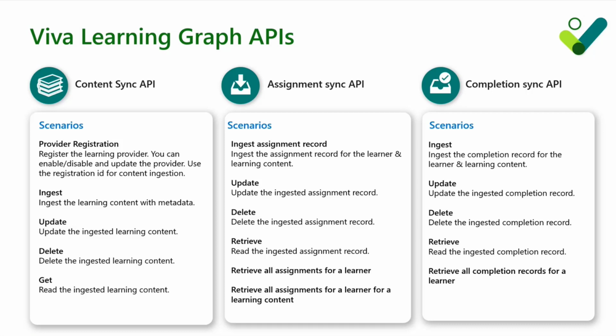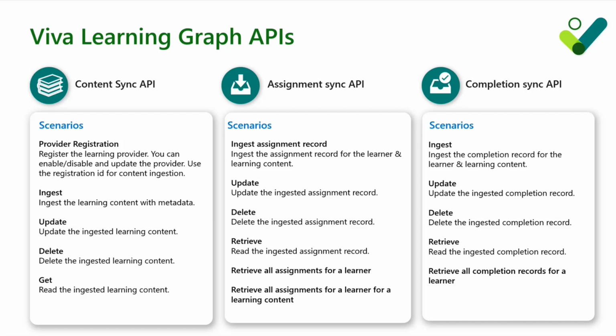Moving on to the assignment sync APIs. These APIs help sync in the learner's assignments within Viva Learning. The scenarios supported are, you can ingest the learner assignment record. The record would be for the learner and the learning content. You can also update, delete, and retrieve the ingested assignment record. You can also retrieve all the assignments for a learner and retrieve all the assignments for a learner for a specific learning content.